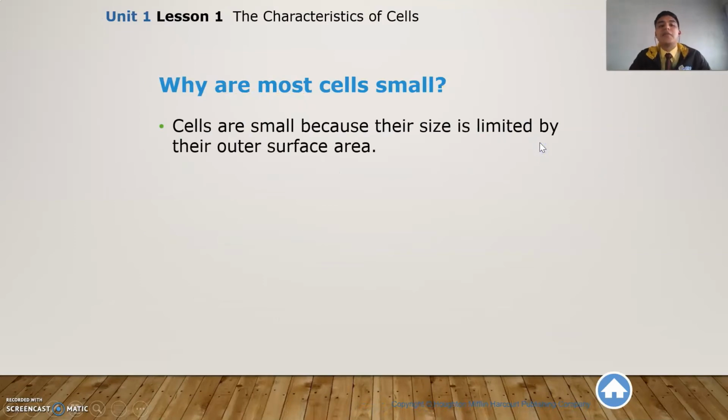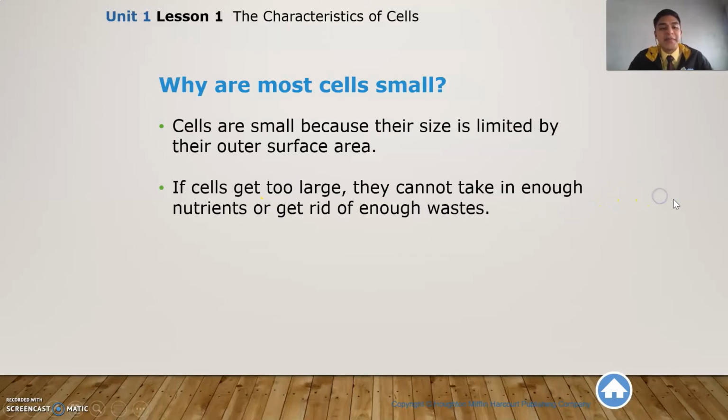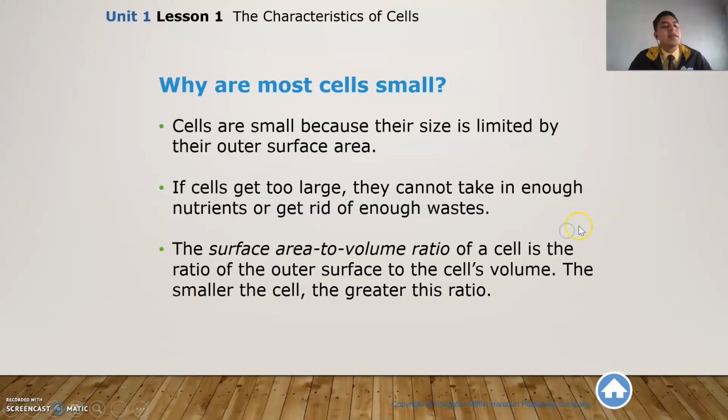Right, and why are most cells small? Cells are small because their size is limited by their outer surface area. If cells get too large, they cannot take in enough nutrients or get rid of enough wastes. The surface area to volume ratio of a cell is the ratio of the outer surface to the cell's volume. The smaller the cell, the greater is this ratio, right?